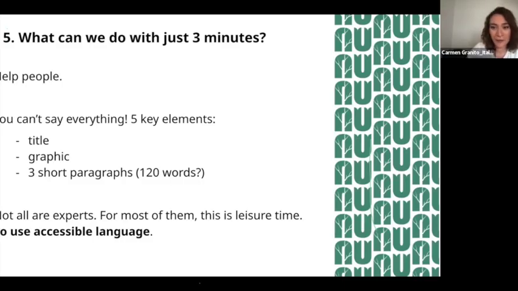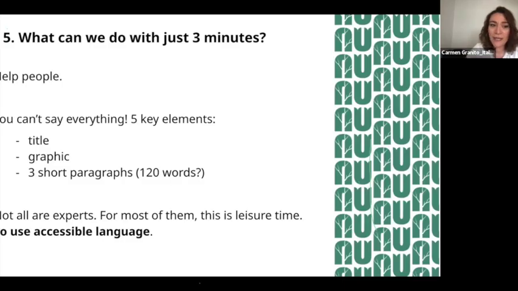We can't say everything. Overloading visitors with information will achieve the exact opposite effect that we want. It will overwhelm them and it will drive them away. So we need to select information, and ideally, obviously it depends on the kind of panels you're working on, or whether you have a single panel or a series of panels. There are a lot of variables to be considered, but ideally, as a rule of thumb, I would suggest we should include 5 key elements in a panel.